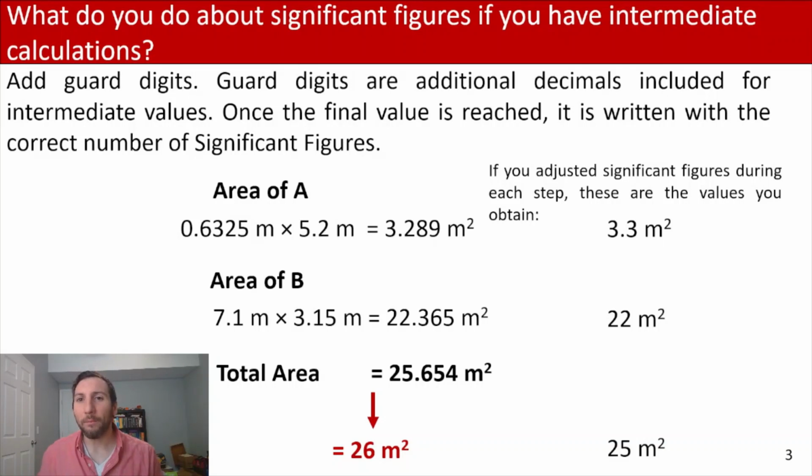And so this is part of why it's important to use guard digits every step of the way, because if you abbreviate your significant figures in the intermediate steps, that can actually cause your final answer to be very different from someone else's final answer.